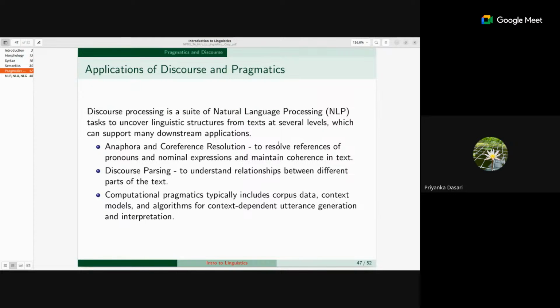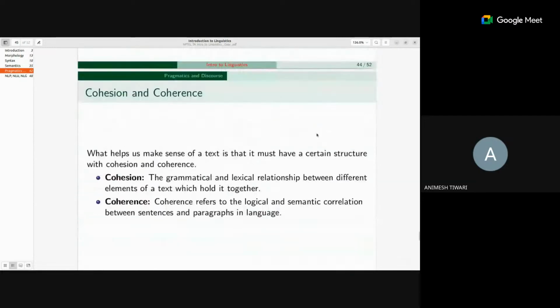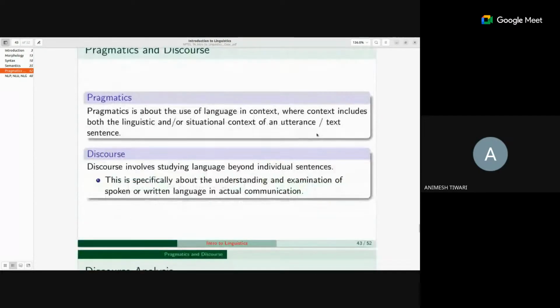Yes. I had a question regarding the pragmatic aspect. Maybe I didn't really get the pragmatic ambiguity a little better.